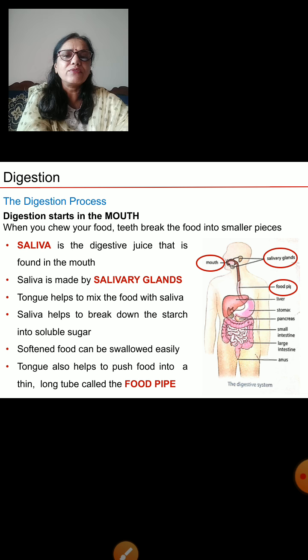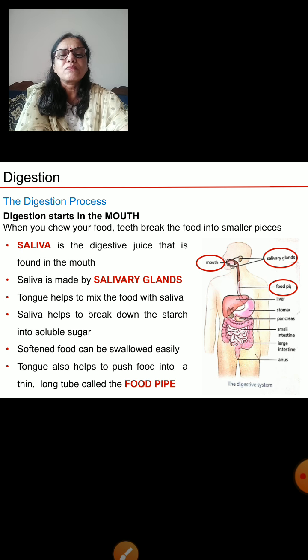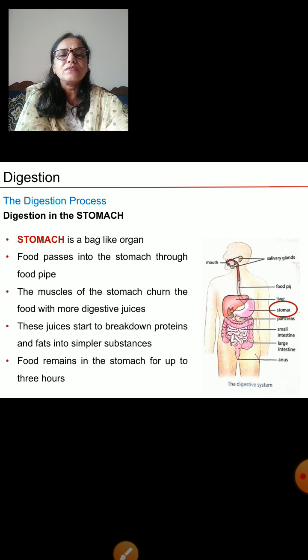So that is why if you eat anything of a starch like bread or wheat, chapati, you will feel something sweet. Though it is not sweet, but you will taste something sweet. So it is because the saliva breaks down the starch into soluble sugar. And this softened food can be swallowed easily. Tongue also helps to push food into the thin long tube called the food pipe. You can see the food pipe in the picture.